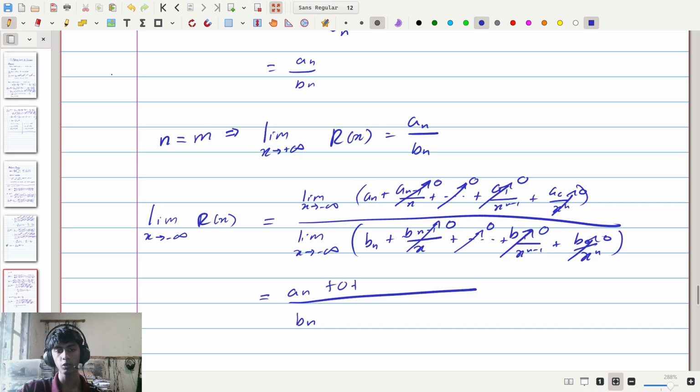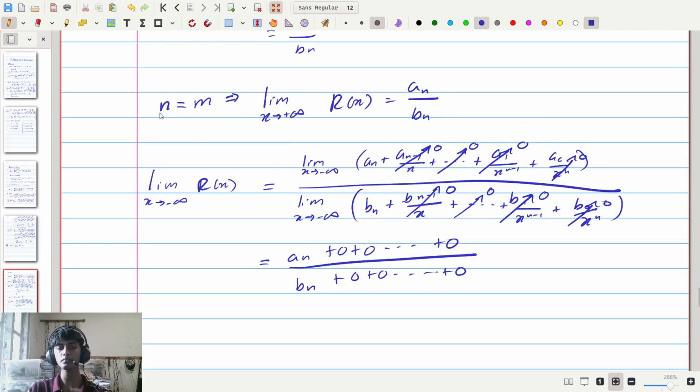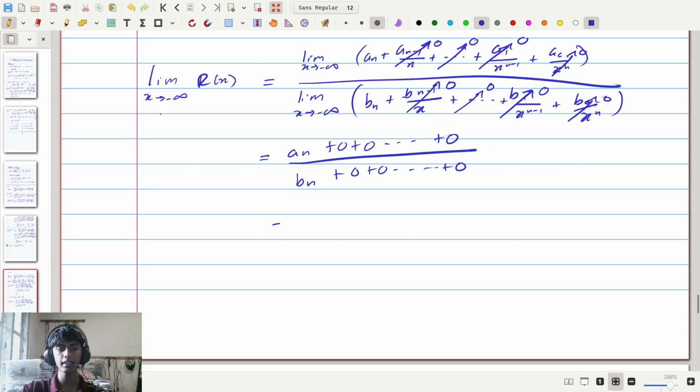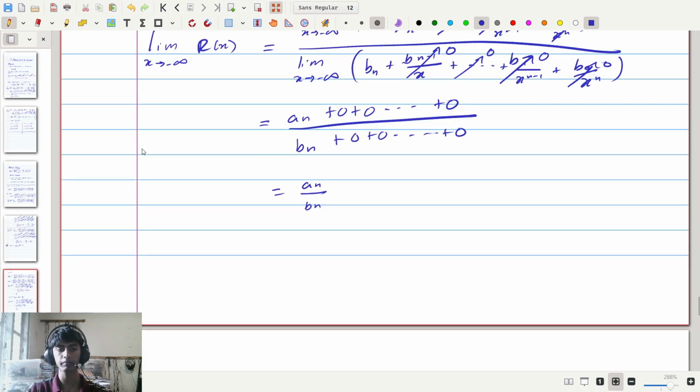So this is just 0 plus 0 dot dot dot all the way down plus 0. On the denominator as well, we have plus 0 all the way down plus 0. So then again the answer is a sub n divided by b sub n. So we can see in the negative case as well, we have that as x approaches negative infinity, the limit of R of x is equal to the leading coefficient of the numerator divided by the leading coefficient of the denominator.